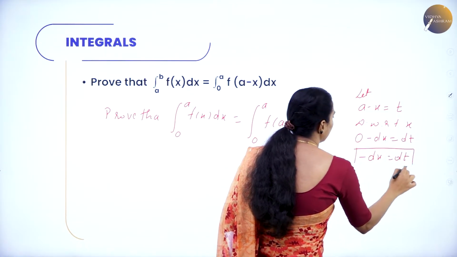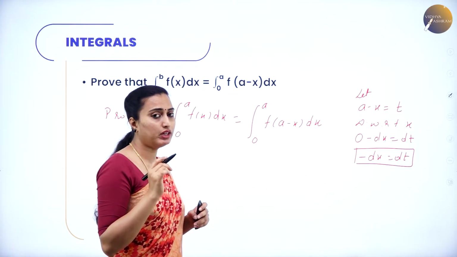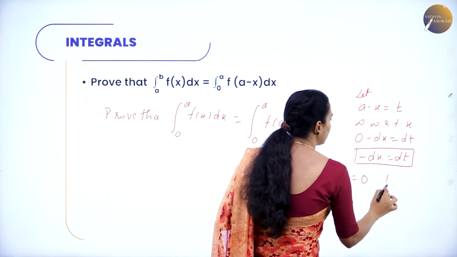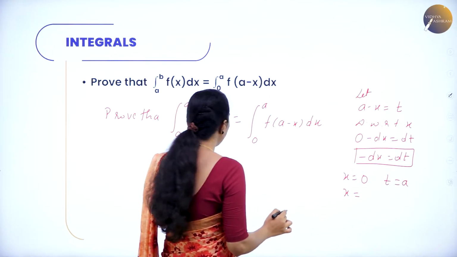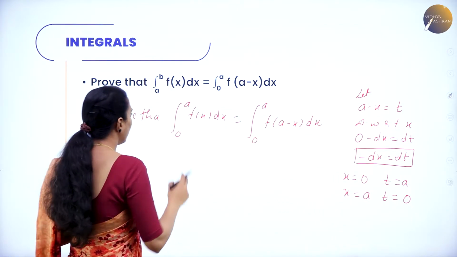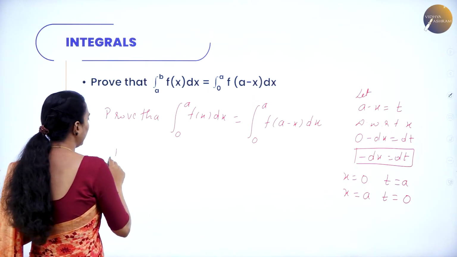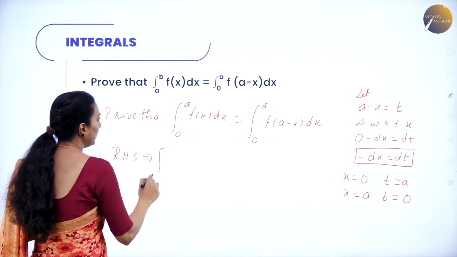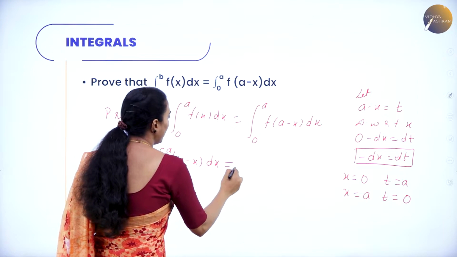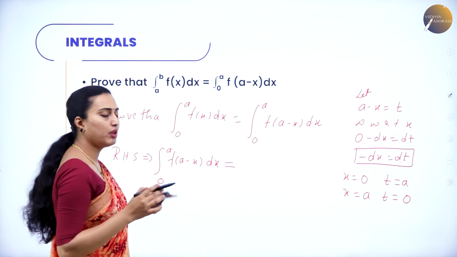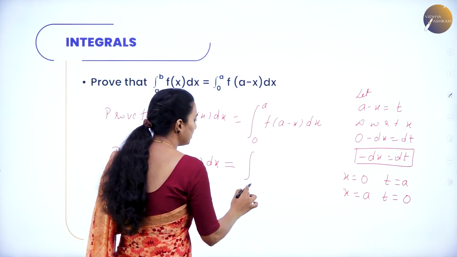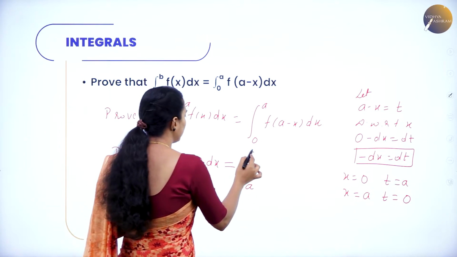Now you can have here, in the substitution method, you have to change the variable limit. So here, when x is equal to 0, t is equal to a minus 0, which is a, and then when x is equal to the upper limit a, t will be equal to a minus a, which is nothing but 0. So therefore, accordingly, you have to change the limit by taking the right hand side. So right hand side implies that integral 0 to a f of a minus x into dx, which implies that when x is equal to 0, you are going to have t is equal to a. When x is equal to a, t is equal to 0, right?